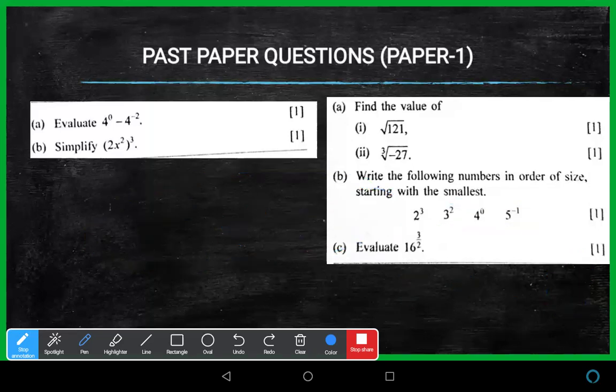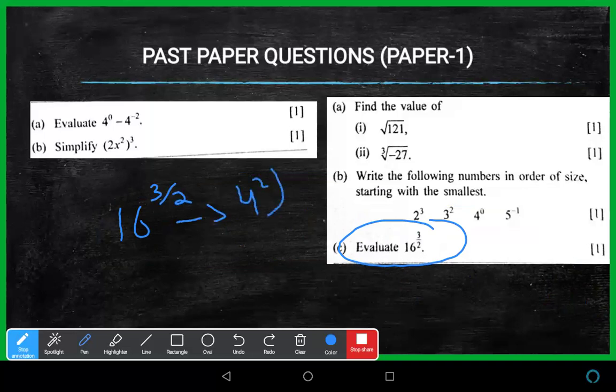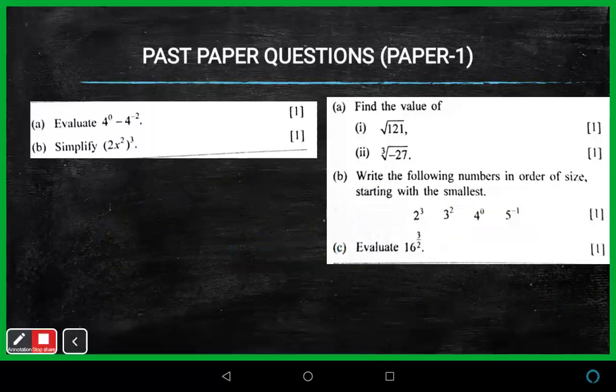Now, last, evaluate 16 raised to the power 3 upon 2. I already told you we have to cancel out the fraction power. We know that 16 is the square of 4, so we can write it like this. The 2 will be cancelled out, so the remaining is 4 to the power 3. 4 to the power 3 is equal to 64. The answer will be 64. That's it. The question is done.